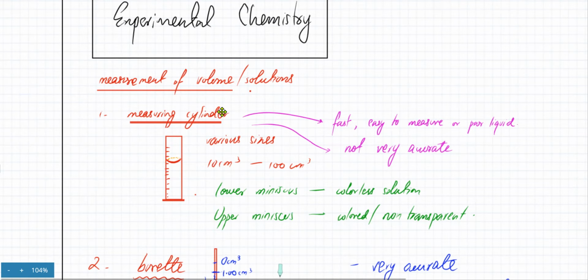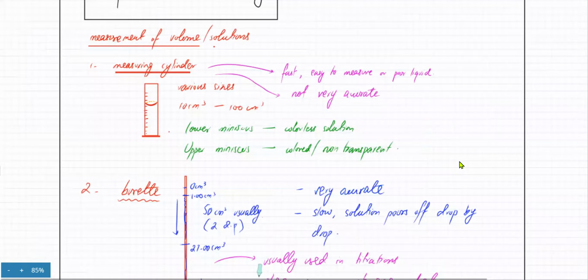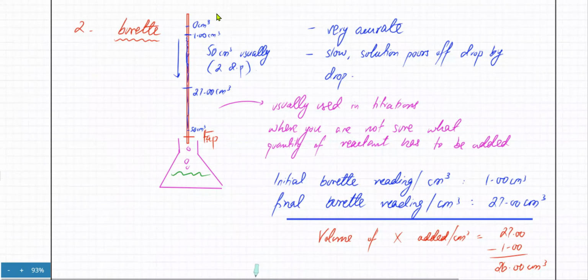The good thing about a measuring cylinder was that it's very fast and easy to measure or pour liquid, okay? If you want to quickly measure some liquid and pour it into another liquid, then it would be very fast, relatively easy to handle, but it's not very accurate, okay? So it lacks accuracy. Then there was another one which we discussed, and that was a burette. Burette was this thin, long cylindrical device which had a tap at the bottom, and it's an extremely accurate device. It's very, very accurate, but it's slow. Solution pours off drop by drop.